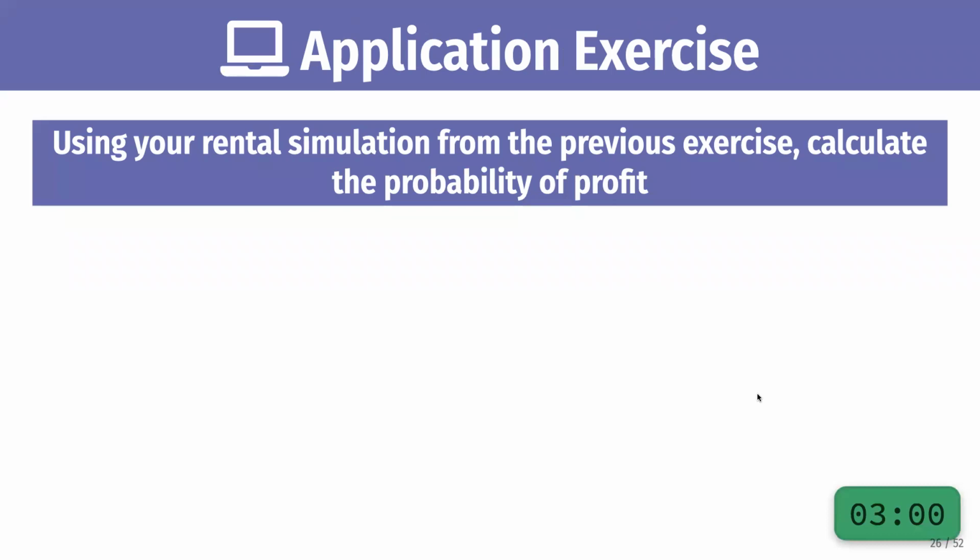Okay, so go ahead and spend a couple minutes calculating the probability of profit using the same method that we had used for probability of loss. And then we'll do it together.